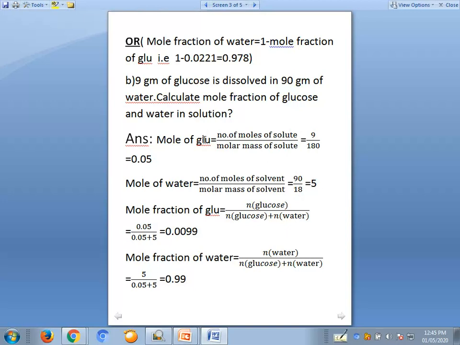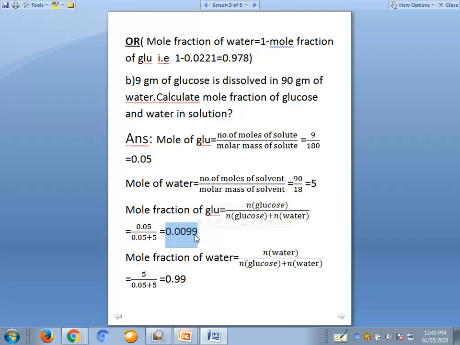Since we have calculated the moles of glucose and moles of water, now we can calculate the mole fraction of glucose, that is N2 divided by N2 plus N1, that is number of moles of solute divided by number of moles of solution. When I substitute and simplify, I'll get the answer as what?